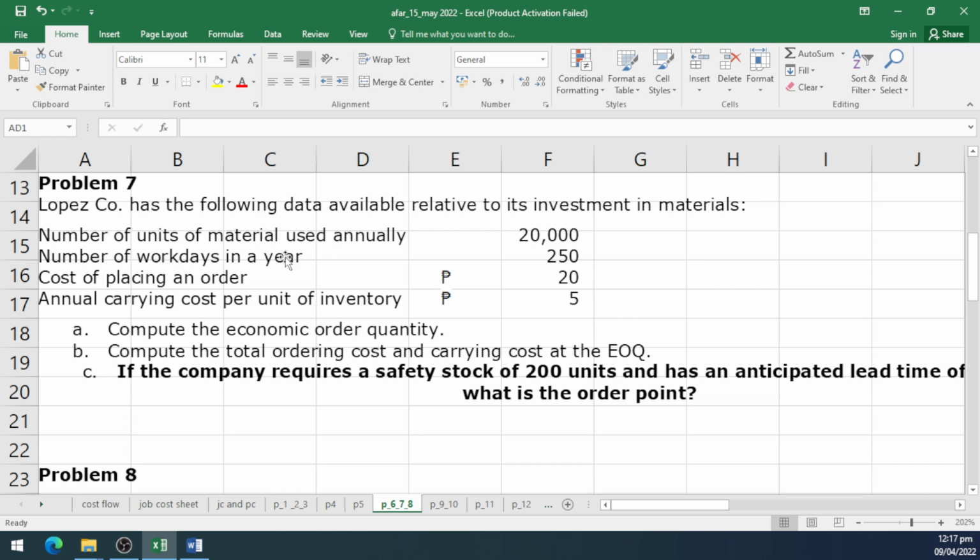Now, if we try to minimize the carrying cost by just maintaining small quantities of inventory, that would entail many orders to be placed. Kaya mami-minimize mo nga yung carrying cost, kaya lang yung ordering cost, mataas naman. So, may trade-off. So, what is the order size ngayon? That will minimize the total of the ordering cost and the carrying cost. Yun po ang sinasagot ng EOQ.